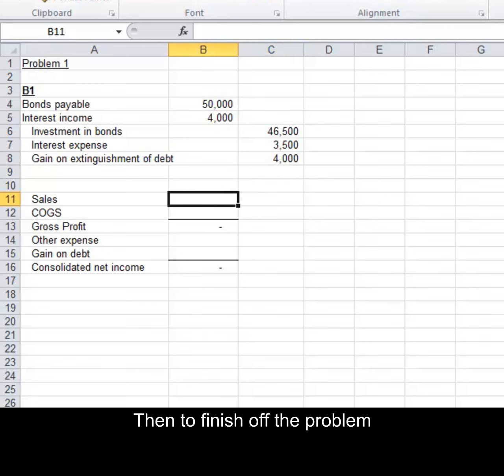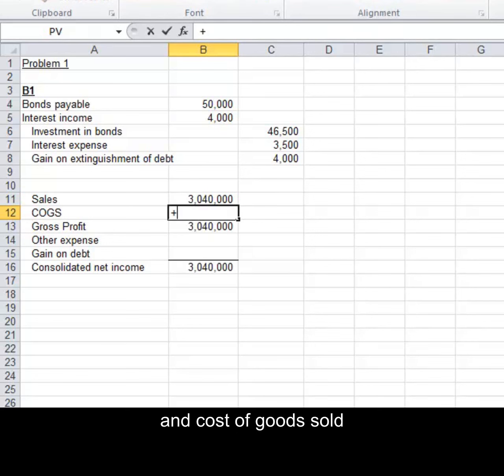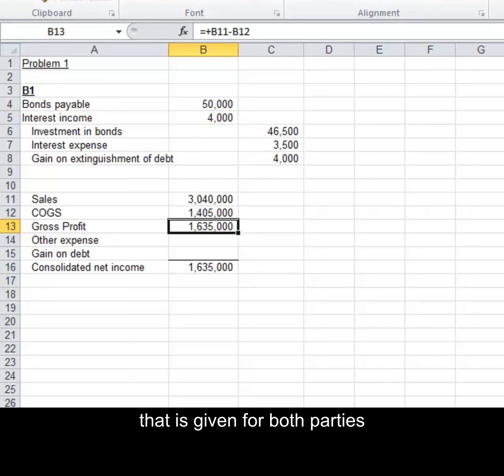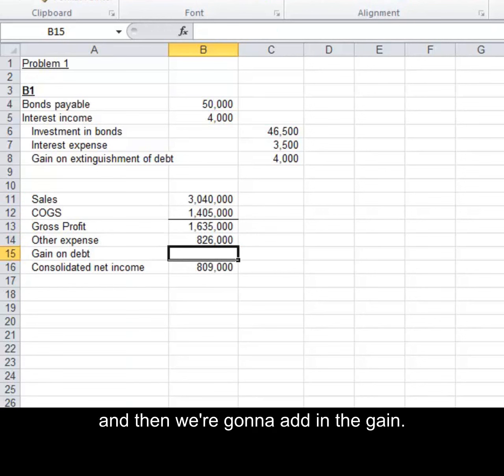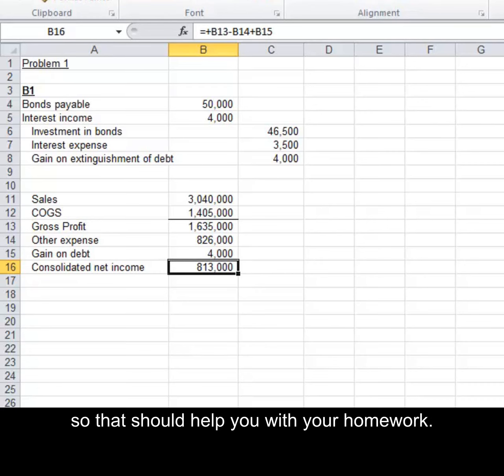Then to finish off the problem, we're simply going to do an abbreviated income statement here by taking the parent's sales and the sub-sales that are given in the book, and cost of goods sold that is given for both parties, and the other expenses, and then we're going to add in the gain. And therefore we get to consolidated net income of $813. So that should help you with your homework.